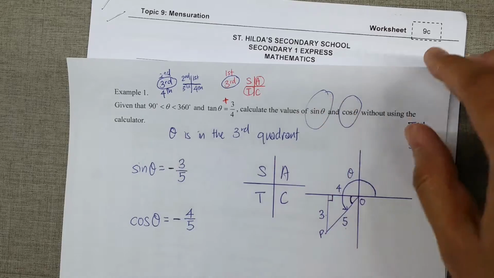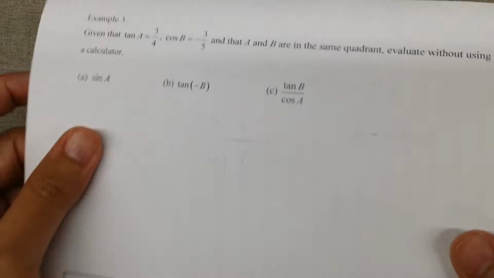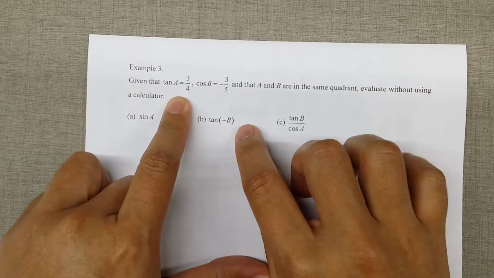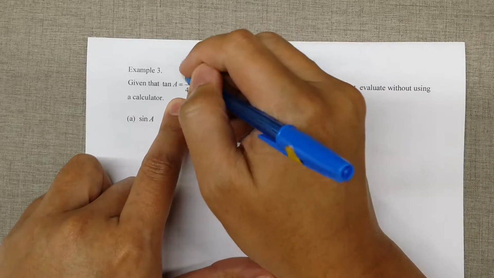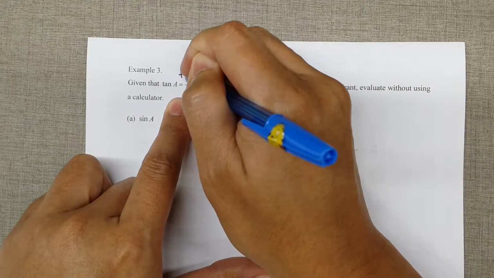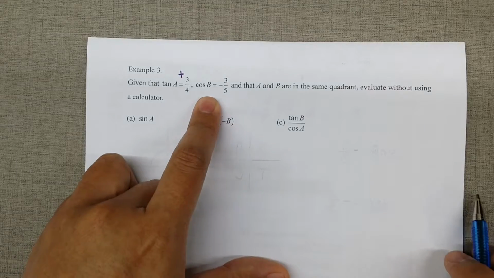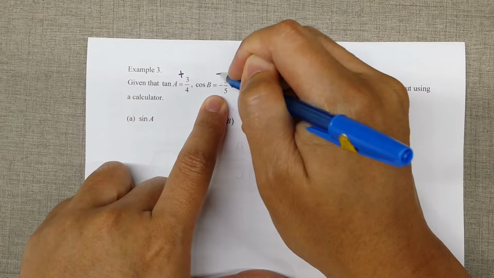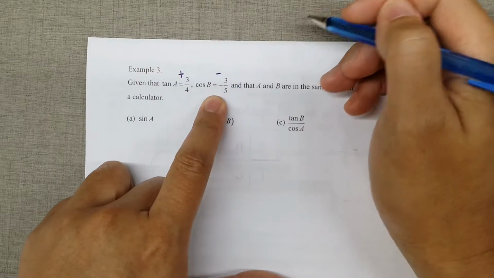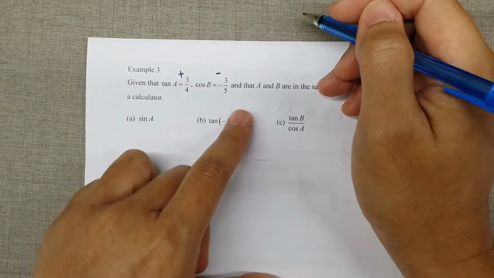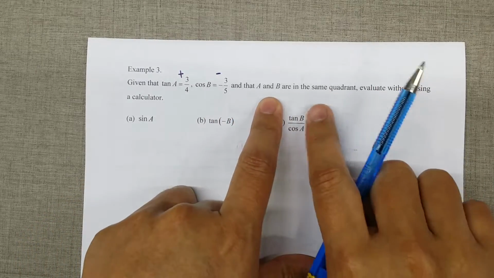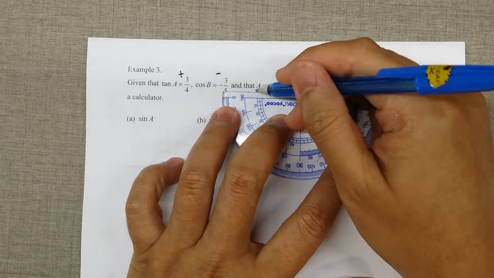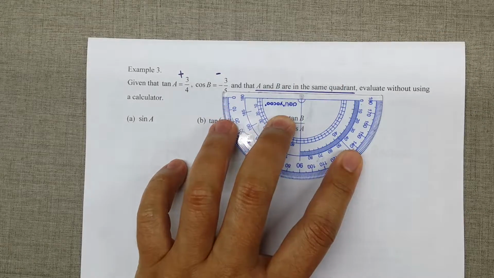Okay, in example 1. Similarly, for example 3, I will do that. In example 3, it says tangent A is 3/4. Oh, I know that it is positive 3/4, so tangent is positive. Cosine B is negative 3 over 5. Oh, so cosine is negative. Cosine angle B is negative. Alright? And A and B are in the same quadrant. Okay? This is also an important piece of information. A and B, they belong to the same quadrant. Okay, so all these will be important information.